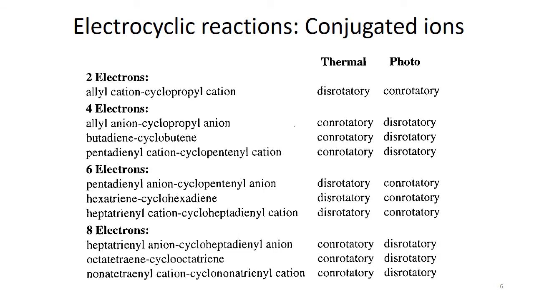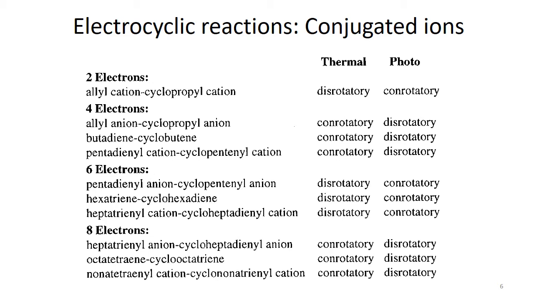Here is a general conclusion: in case of the allylic cation or cyclopropyl cation, disrotation is allowed thermally and conrotation is allowed photochemically. And in case of the 4 electron system, where there are 3 examples here, like allylic anion, butadiene or pentadienyl cation, they fall into the category of the 4 electron system. And in these cases conrotatory motion is allowed thermally and disrotatory motion is allowed photochemically.